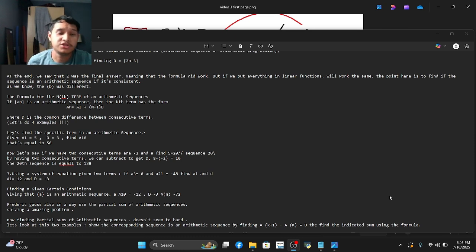At the end, we saw that 2 was the final answer. 2 was the d, the difference, meaning that the formula did work. But if we put everything in a linear function, it will work the same. The point here is to find if the sequence is an arithmetic sequence, if it's consistent. The formula for the nth term of an arithmetic sequence: if it is an arithmetic sequence, then the nth term has the form a_n equals a_1 plus (n minus 1)d.